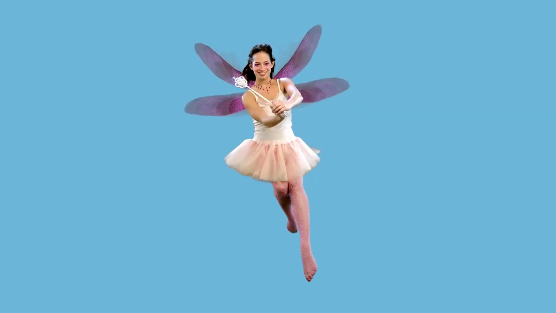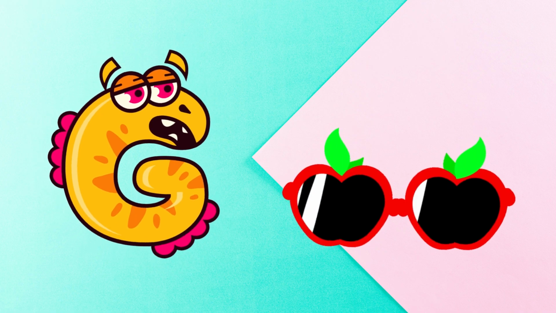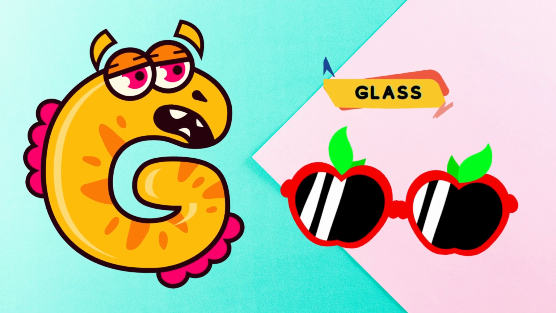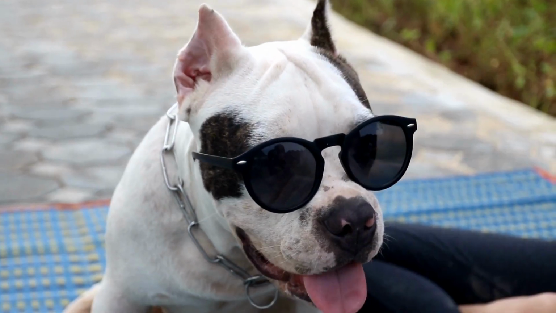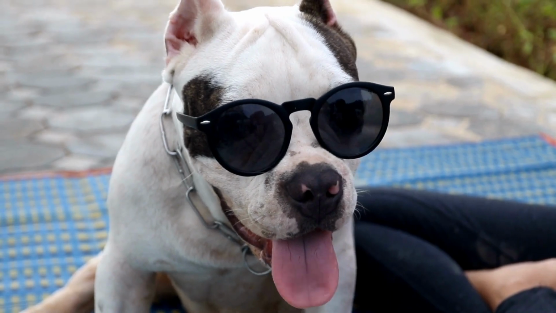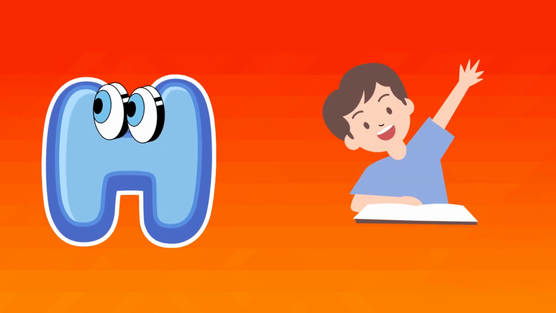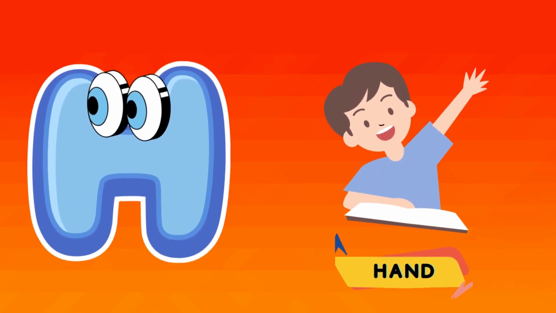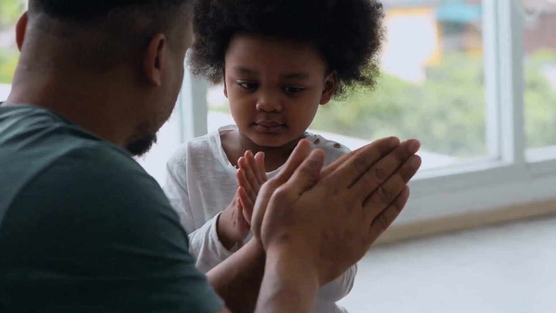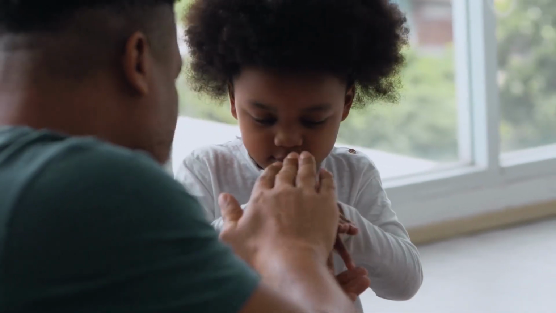F, fairy. G is for glasses, G, G, glasses. H is for hand, H, H, hand.